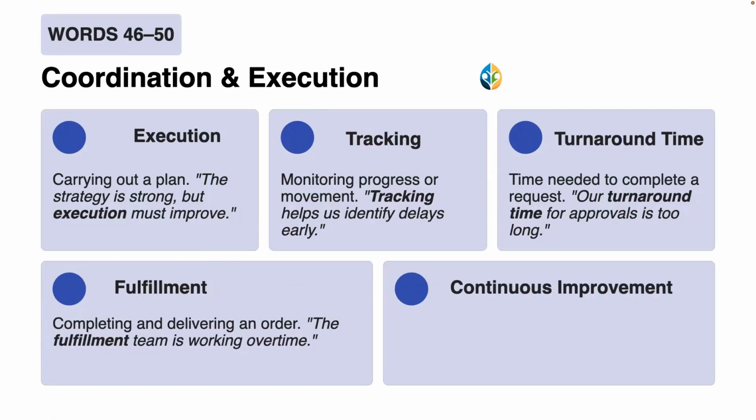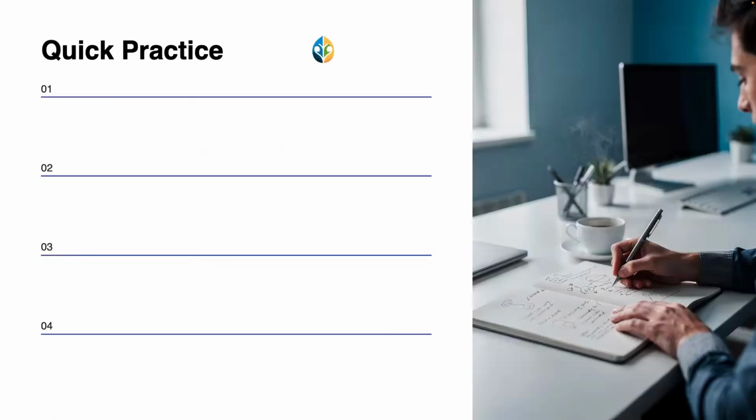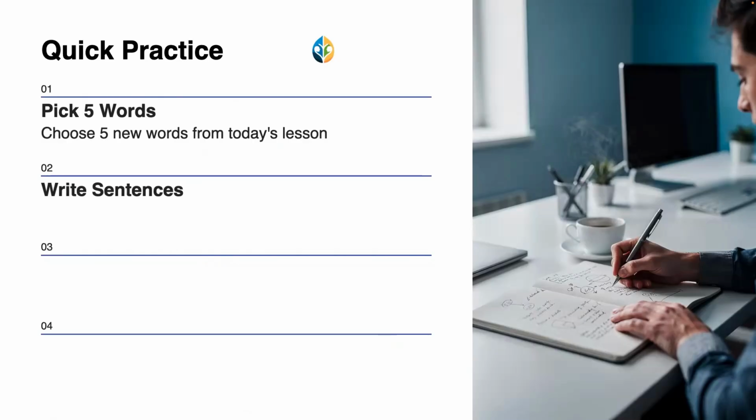Continuous improvement. Ongoing efforts to make work better. Continuous improvement is part of a strong ops culture. Let's look at quick practice. Right? There's a lot here to remember, but we can do it easily and remember it as well. Pick 5 words. Choose 5 new words from today's lesson. So pick 5. Write sentences. Write one sentence for each word in your own context.